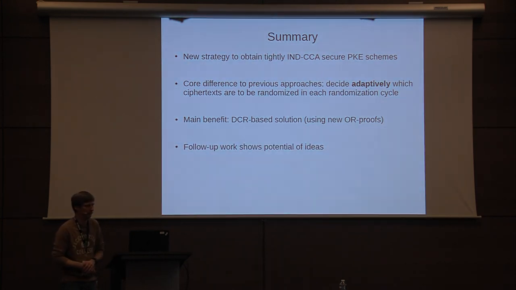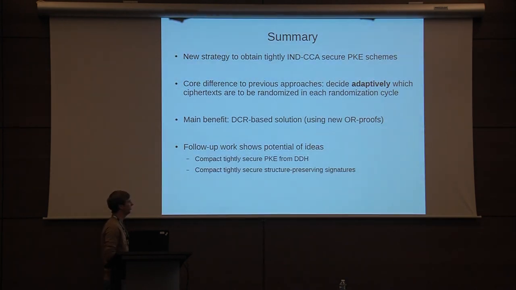Okay, and there's more. We have a follow-up work that also shows that you can get this efficient and without pairings in the cyclic group setting. So if you're in the DDH regime, you can construct a public key encryption scheme with it, which also has a small public key, small ciphertext, and a good reduction from DDH. And we also have a result on structure-preserving signatures in follow-up work, where we show that you can also get tightly secure structure-preserving signatures which are compact, at least asymptotically compact, using the same ideas.